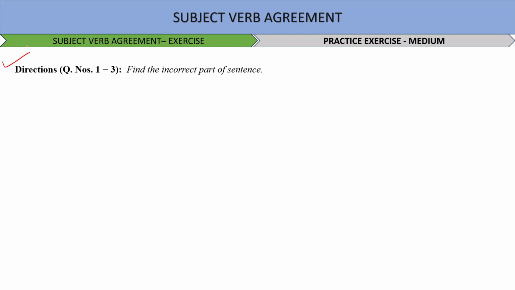Okay, so first of all let's see the directions. The direction says find the incorrect part of a sentence. So we have to find the incorrect part. Maybe there will be multiple sentences, and out of those sentences we'll have to look for the incorrect one. Let's see what kind of questions we have in moderate or medium level questions. Okay, let's practice this exercise.